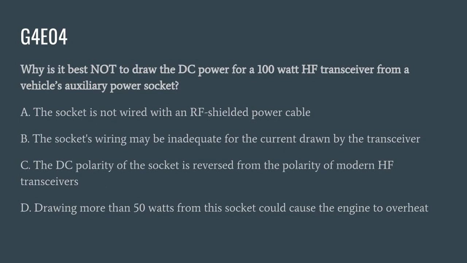G4E04, why is it best not to draw the DC power for a 100 watt HF transceiver from the vehicle's auxiliary power socket, also called your cigarette lighter plug? A, the socket is not wired with an RF shielded power cable. B, the socket's wiring may be inadequate for the current drawn by the transceiver. C, the DC polarity of the socket is reversed from the polarity of modern HF transceivers, or D, drawing more than 50 watts from this socket could cause the engine to overheat. And the correct answer is B, the socket's wiring may be inadequate for the current drawn by the transceiver.